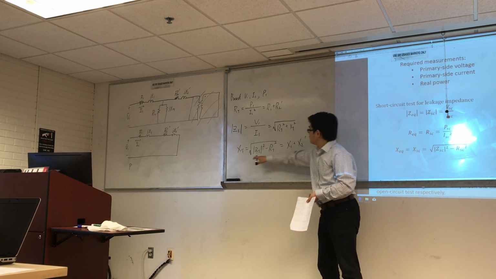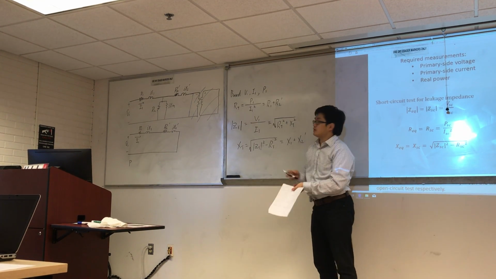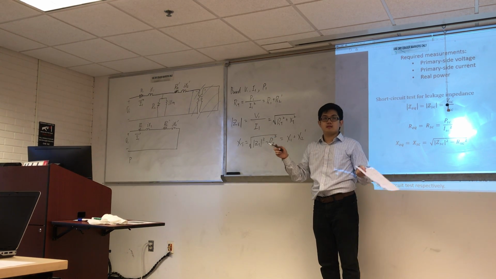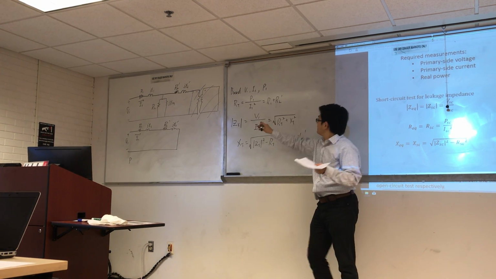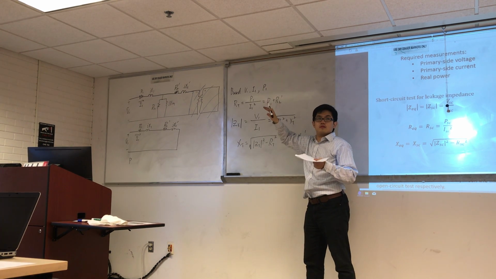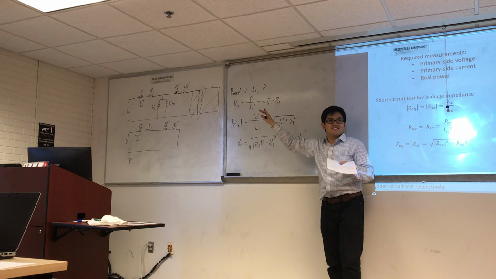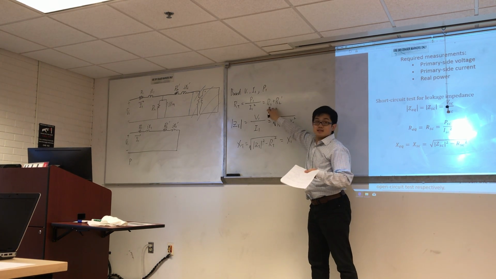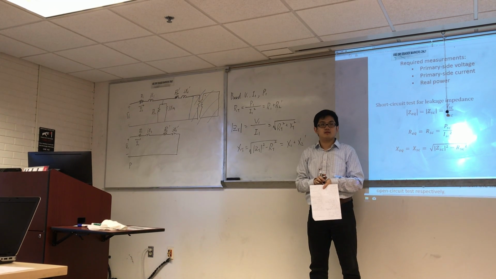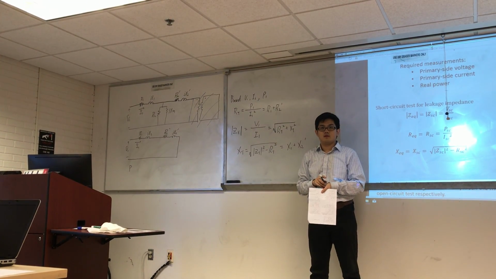Okay, so we know the total leakage impedance. Can we separate that to find R1 and R2 prime? No, we cannot. So we just stop at this stage. We just find the total impedance, the total leakage impedance. Okay.